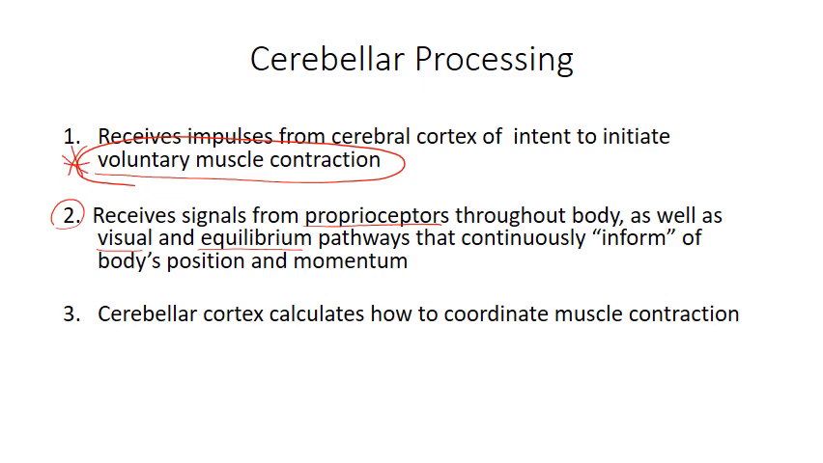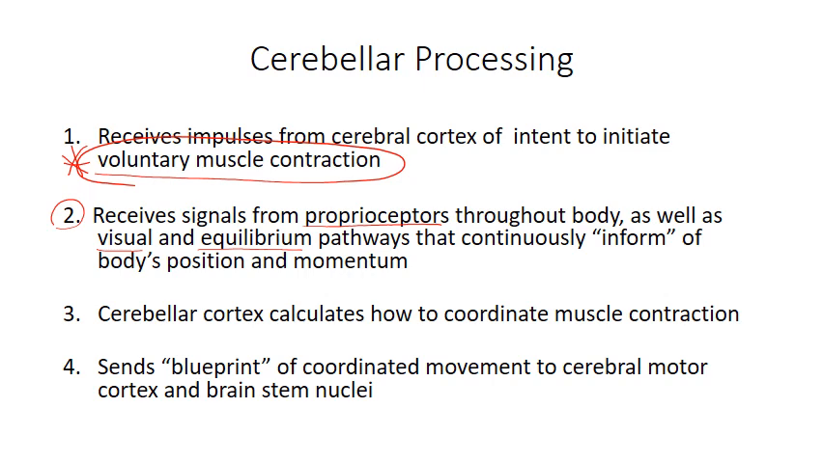So am I standing in a line of people? If I move my foot right now, am I going to kick someone, right? Your cerebellar cortex is going to calculate how to carry out that muscle contraction without causing a problem. And then the last thing it does is it sends a blueprint of that now coordinated movement to the motor cortex and then to the brain stem so that we can actually carry out that information.